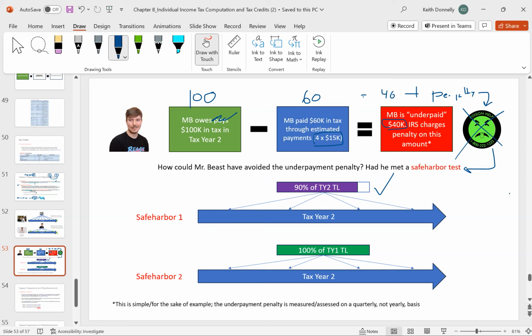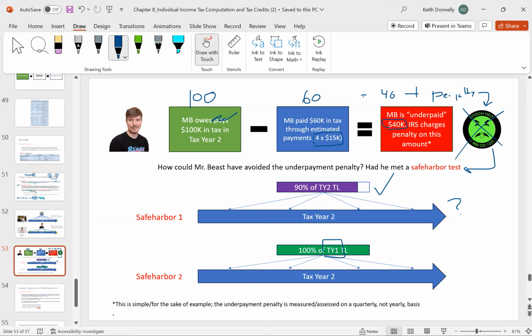Alternatively, if you're not sure what your current year tax liability is going to be, you can phone a friend, the prior tax year, right? And if during the current year you put 100% of prior year tax liability in there, then we're not going to hit you with a penalty.